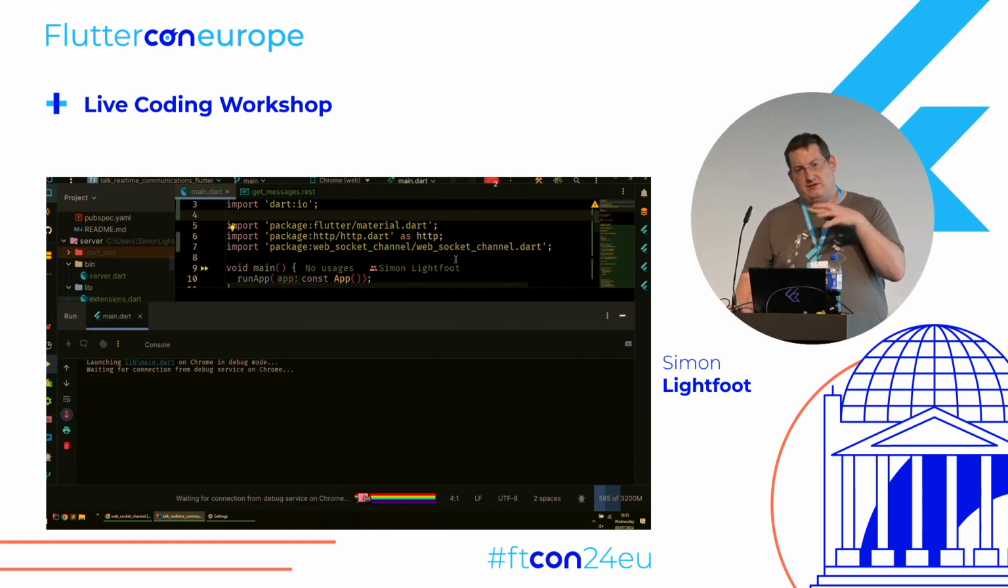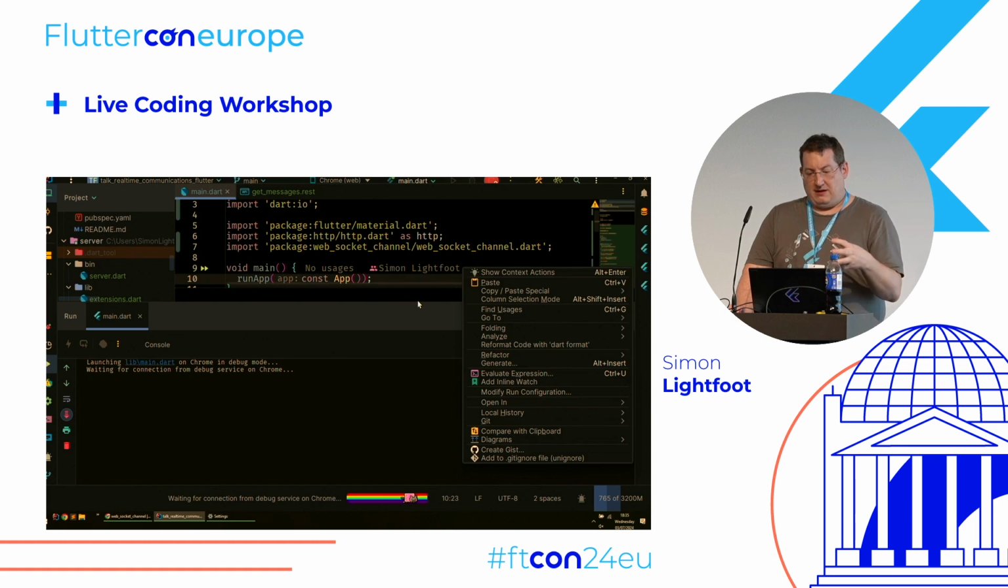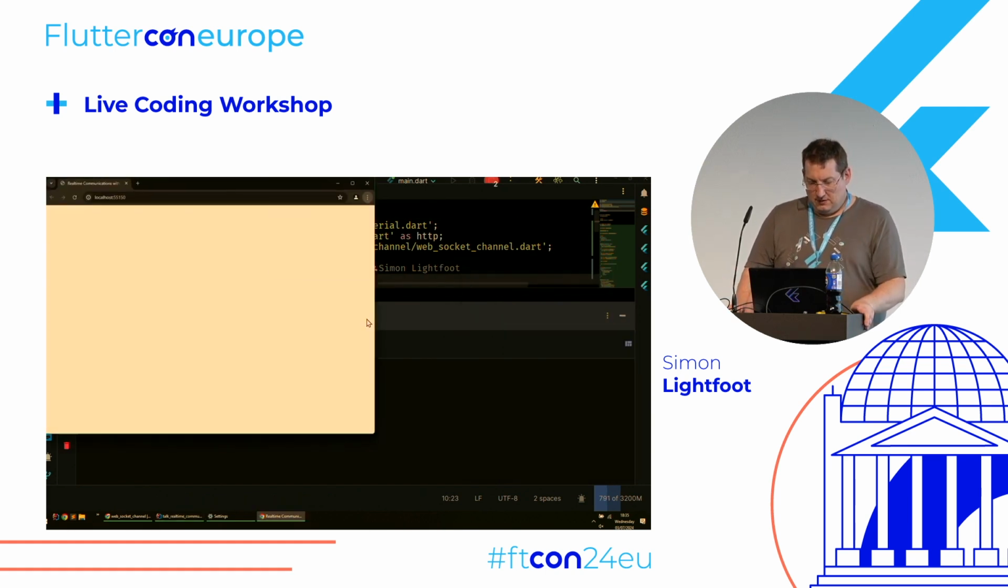If we were, I mean, obviously I'm just sending a string back and forth, but the idea of common is that you can then put your model classes in there for your data that you're sending back and forth, and you know that the server's sending that data and the client's receiving the same data.